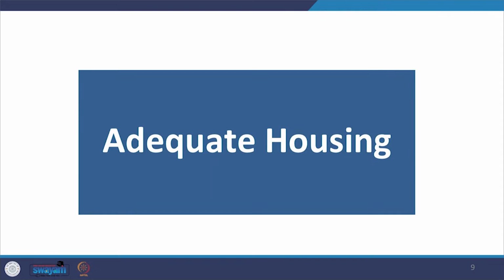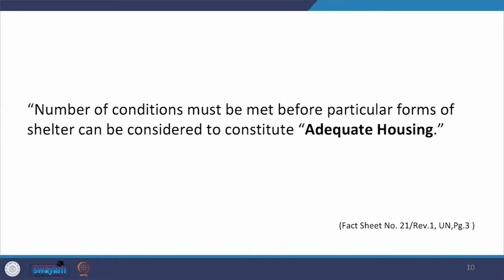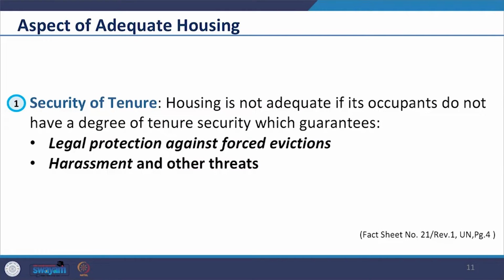In order to understand the term adequate housing from an international perspective, let us look at the document of UN Habitat Fact Sheet 21. According to the document, a number of conditions must be met before a particular form of shelter can be considered to constitute adequate housing. One aspect is security of tenure. Housing is not adequate if its occupants do not have a degree of tenure security which guarantees legal protection against forced evictions, harassment, and other threats.